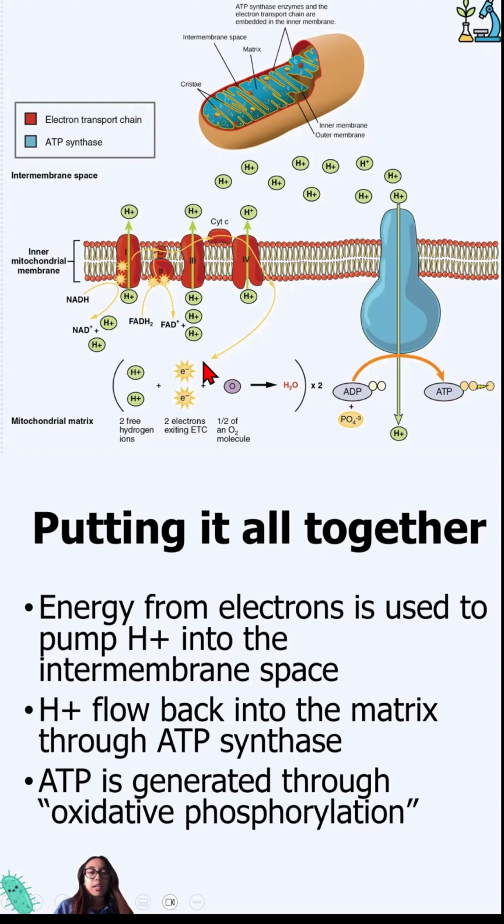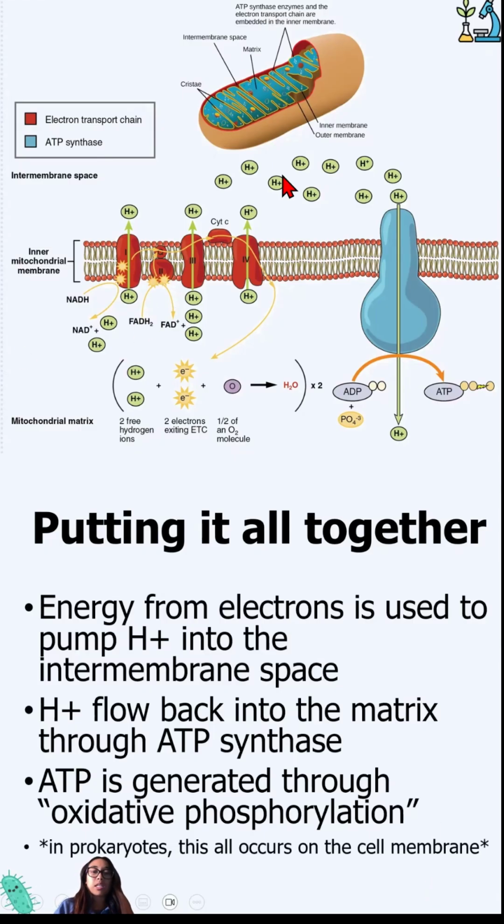So yeah, that is the electron transport chain. And again, in prokaryotes, this is all going to be happening on the cell membrane, so they don't really have a mitochondria. And remember that this whole process requires oxygen, which is another reason why we call this oxidative phosphorylation.